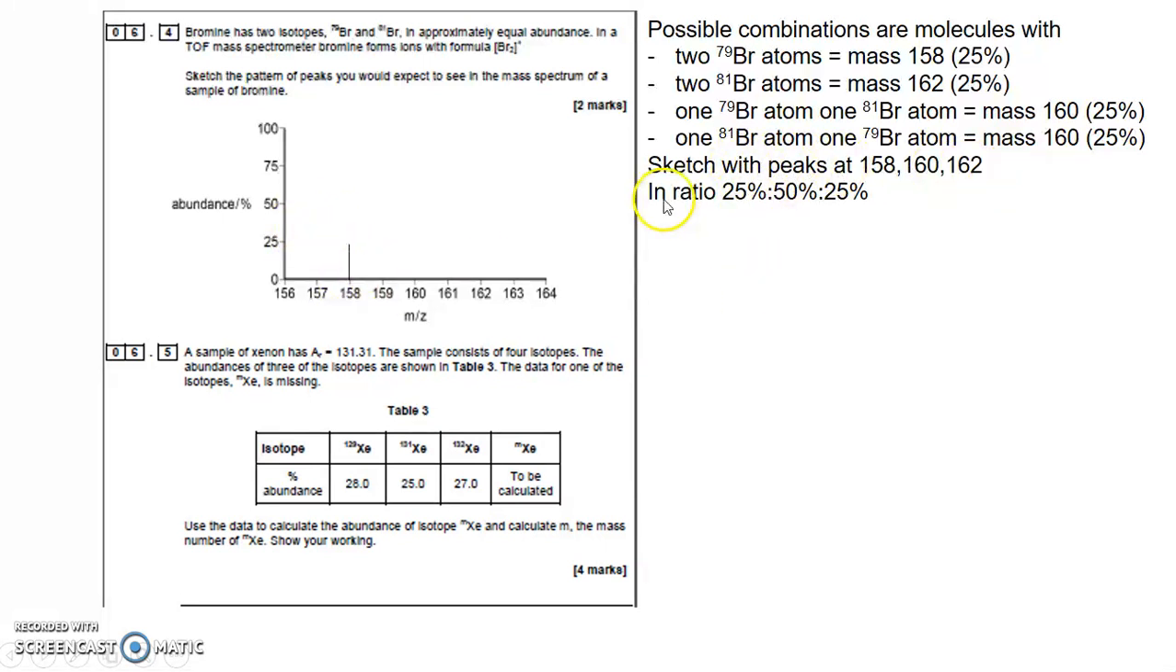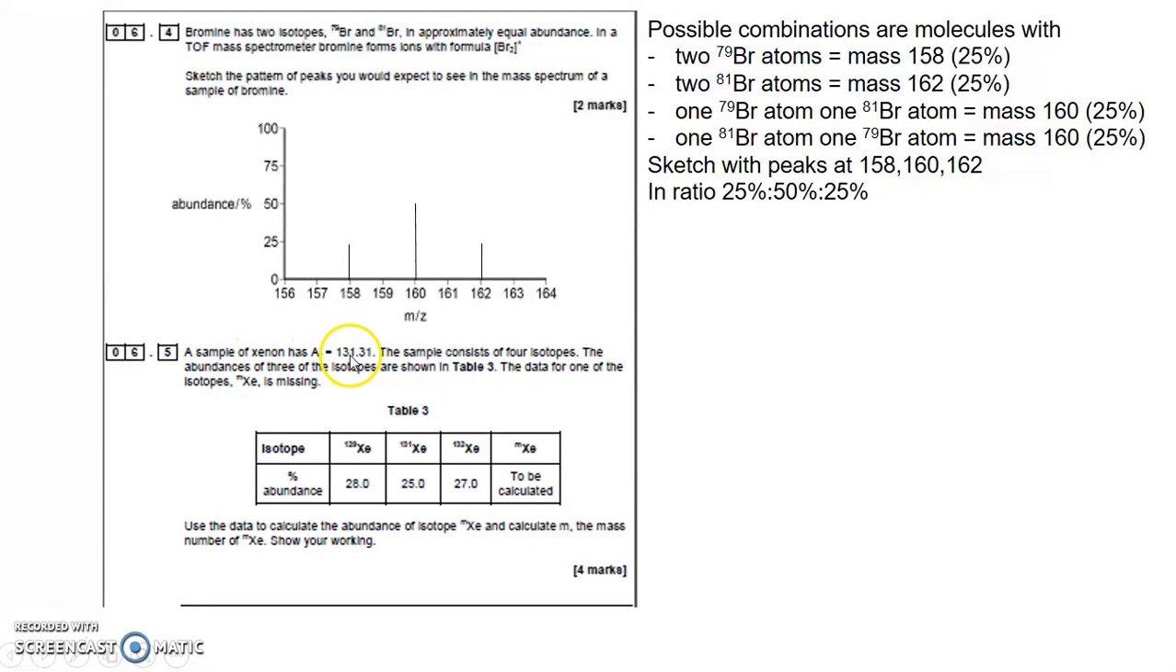So I've got 25% is 158, that's 2 79 Br atoms coming together. I've got 50% is 160, that's a 79 atom coming together with an 81 atom, or an 81 atom coming together with a 79. I've got 25% of each, so both have the same mass, 160, so I've got 50% of that, and then I've got 25% of 2 Br 81 atoms coming together at 162.